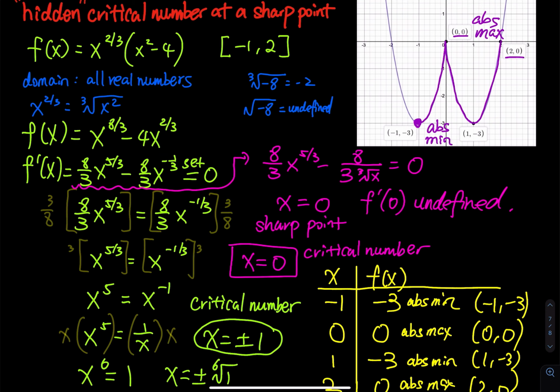Okay, so that is the end of this video. Remember, when you are doing complicated derivatives like that, make sure to find out all the x values that make the derivative fail.